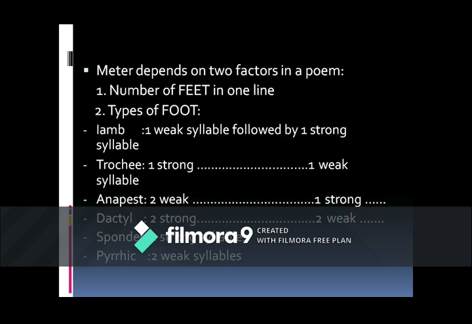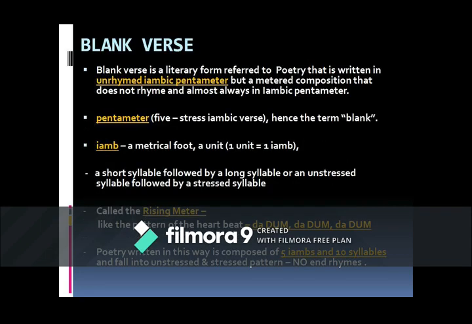Meter depends on two factors in a poem. Number one, the number of feet you find in one line. Number two, the different types of foot. So you have iamb, which has one weak syllable followed by one strong syllable. Trochee, one strong syllable followed by one weak syllable. Anapest, two weak syllables followed by one strong syllable. Dactyl, one strong syllable followed by two weak syllables. Spondee, two strong syllables, and pyrrhic, two weak syllables.